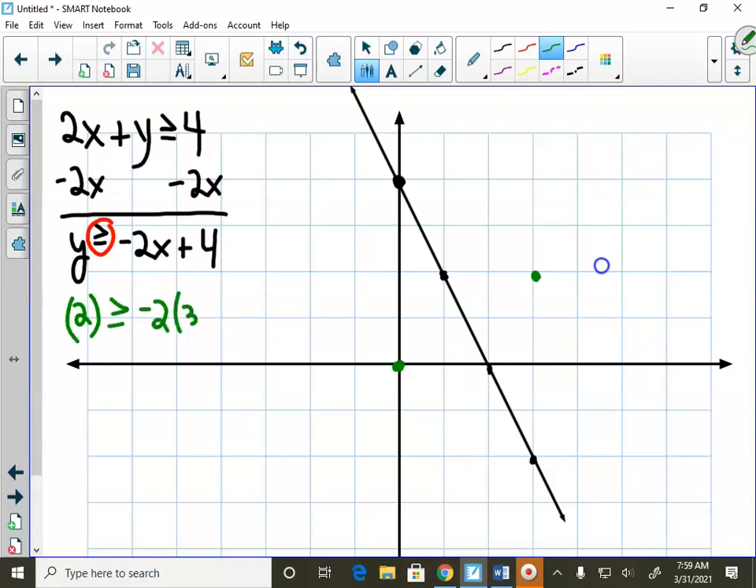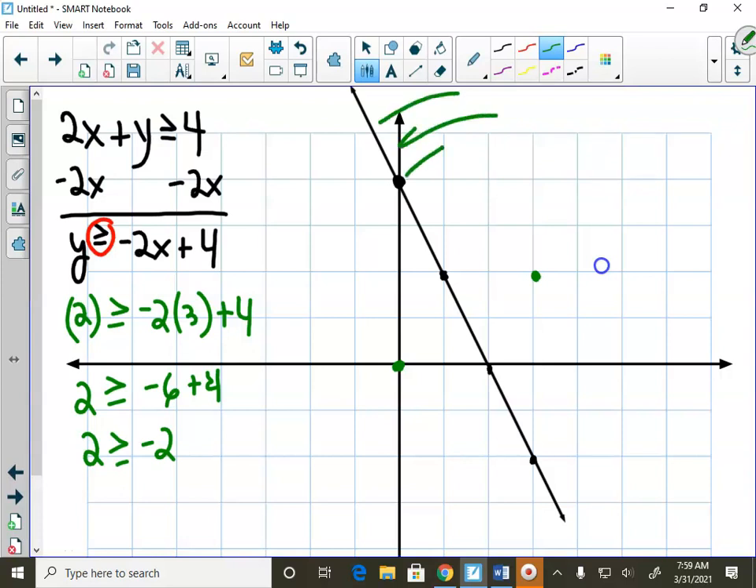Negative 2 times 3 plus 4. So then we have 2 is greater than or equal to negative 6 plus 4. So 2 is greater than or equal to negative 2, which is true. That means that that point is going to be on the side of the line that's shaded. So we have to shade everything on this side of the line.